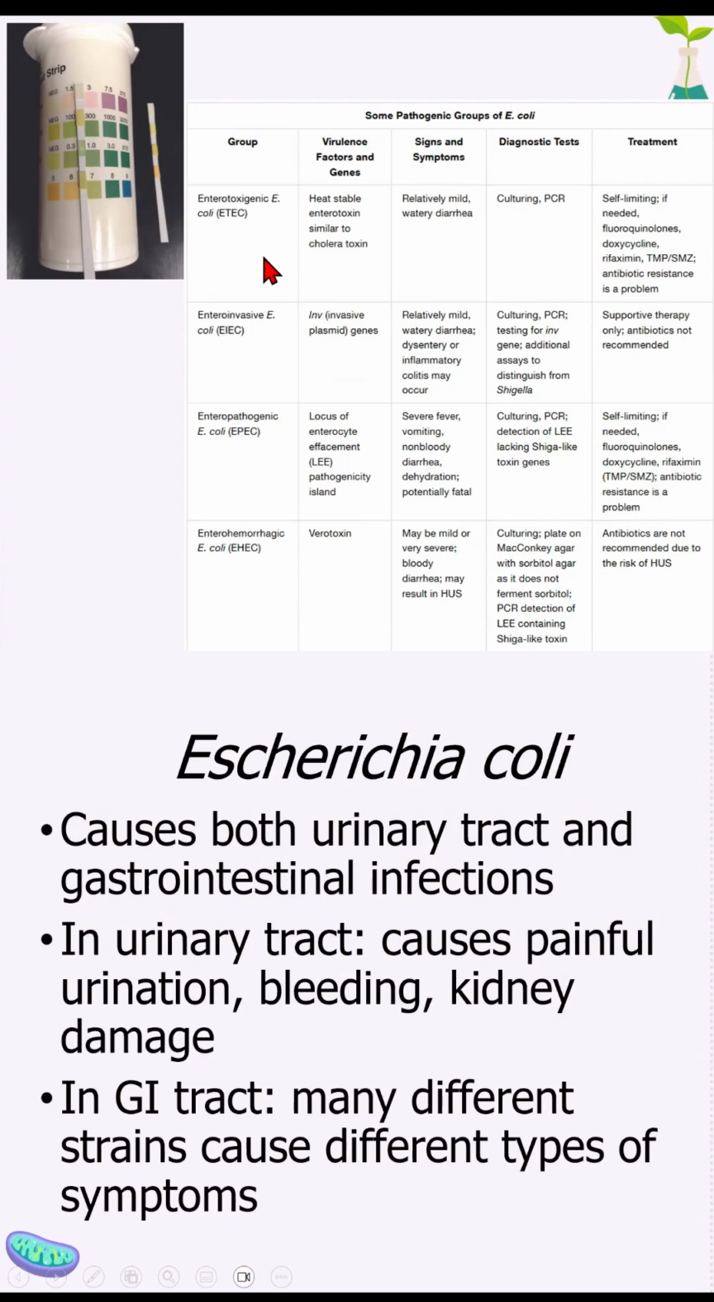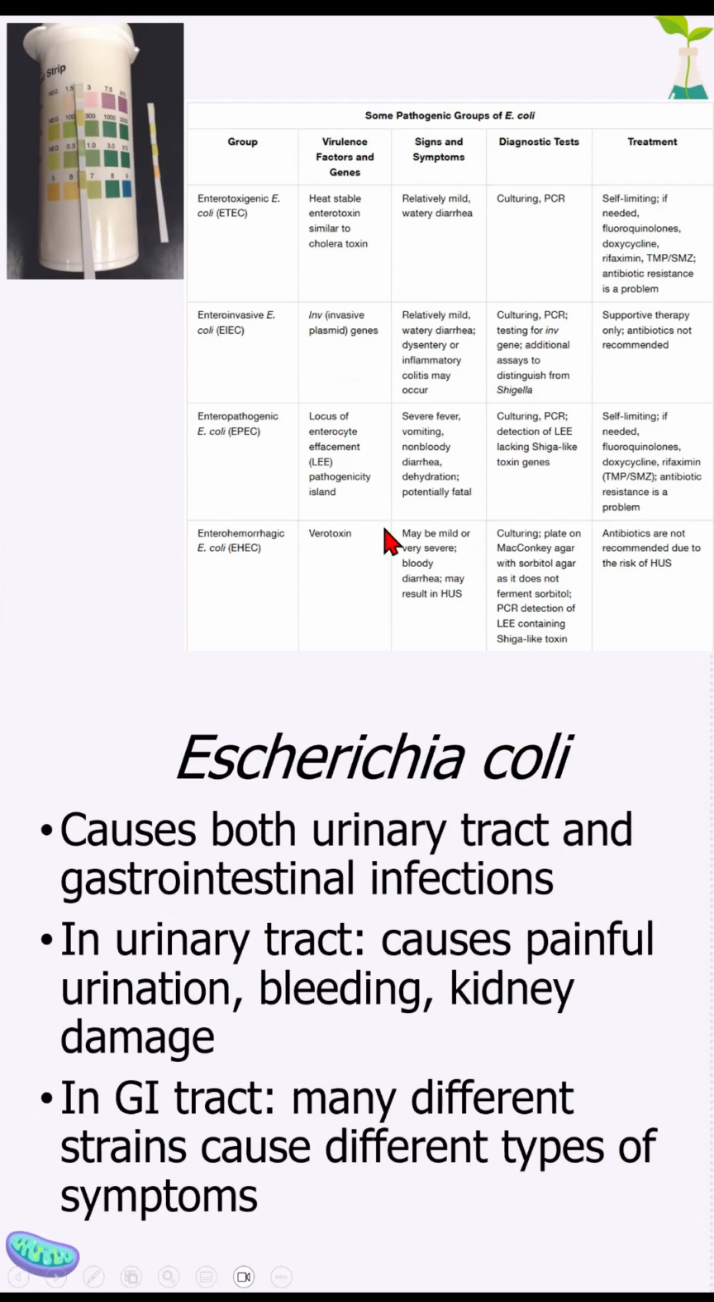And so, as you can see here, there's enterotoxigenic E. coli, which produces a toxin very similar to cholera, which gives you watery diarrhea. Whereas enteroinvasive has these plasmids that have invasive genes and also causes watery diarrhea. Enteropathogenic will give you non-bloody diarrhea, but then there will be fever and vomiting. And enterohemorrhagic will produce severe bloody diarrhea.